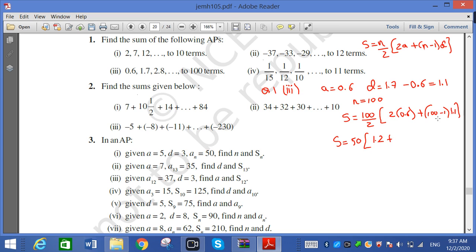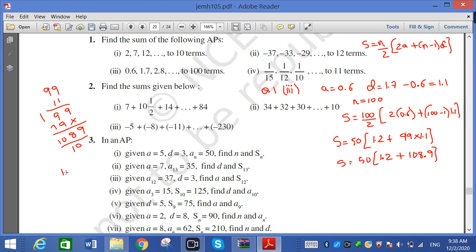Now here 1.1, 100 minus 1, that is 99. 99 into 1.1, so 99 into 11: 9, 9, 18, 1, that is 1089, divided by 10, so 108.9. We have to add this to 1.2.